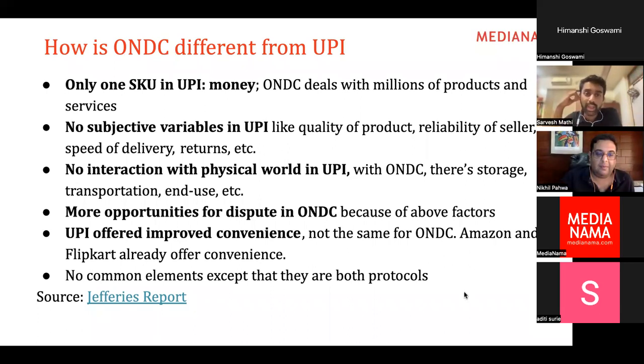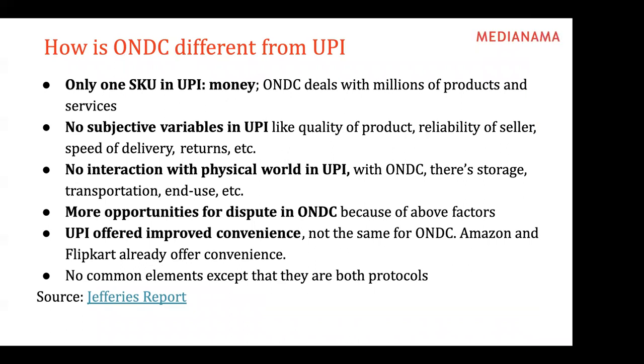Another aspect is that UPI promised to improve convenience because you didn't have to enter so many details. You just had to scan a QR code, or just enter the UPI ID to send money. But with ONDC, we're not getting any obvious improved convenience because Amazon and Flipkart already offer a lot of convenience in e-commerce shopping. So it's not adding much value on the convenience front. So that's why the similarities end with just that both of them are protocols, but the list of differences goes far beyond that.